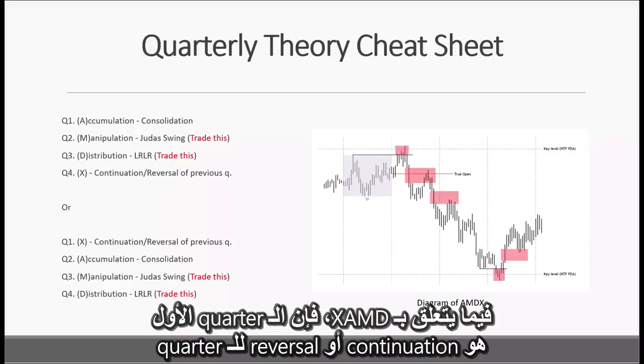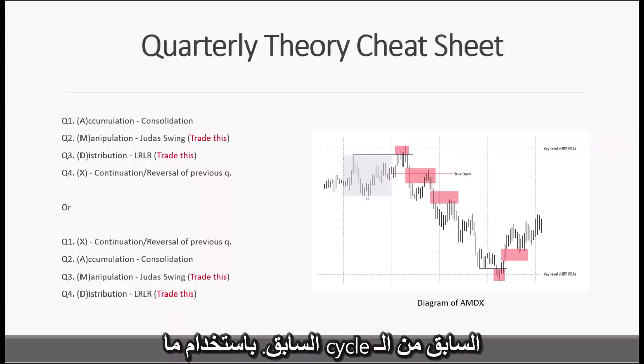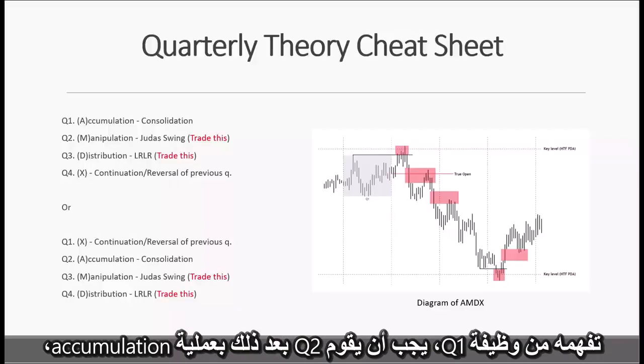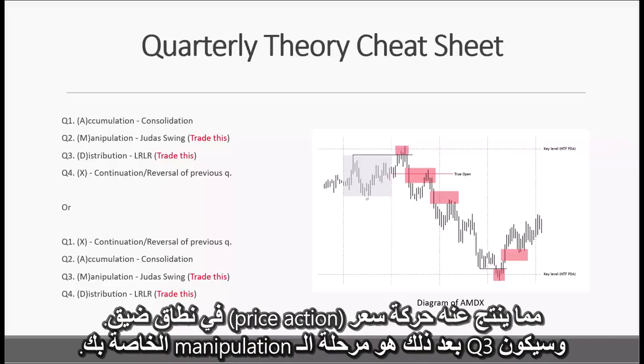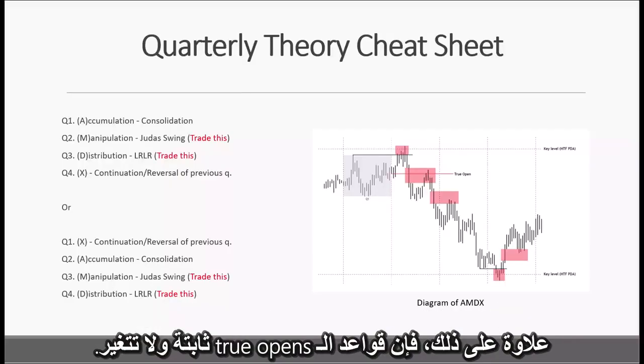In regards to XAMD, the first quarter is the continuation or reversal of the previous Q of the previous cycle. Using what we understand from the function of Q1, Q2 should then accumulate, resulting in tight range price action. Q3 would then be your manipulation phase. However, the rules for the true opens are static, they don't change.